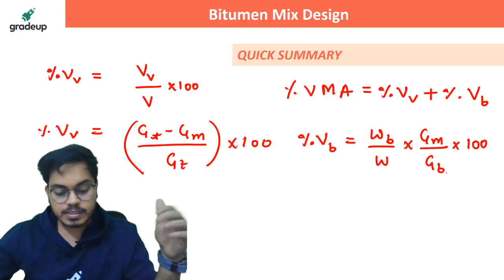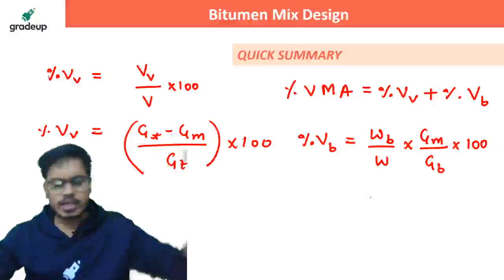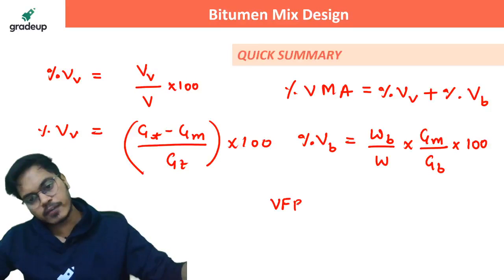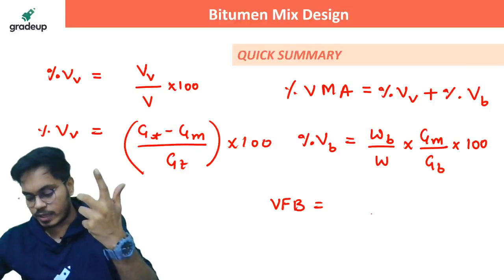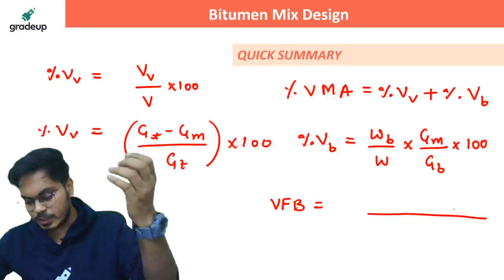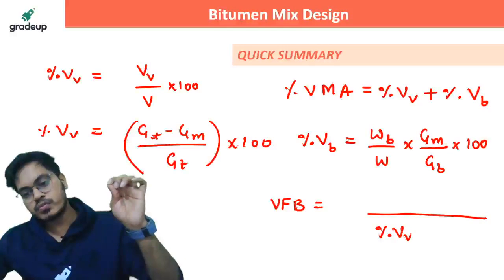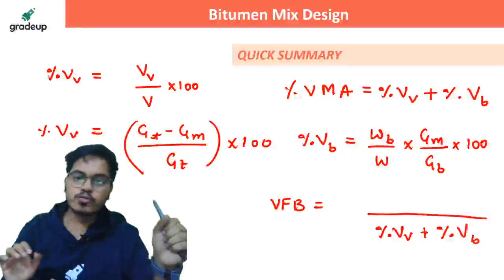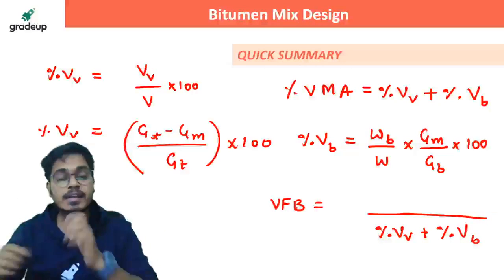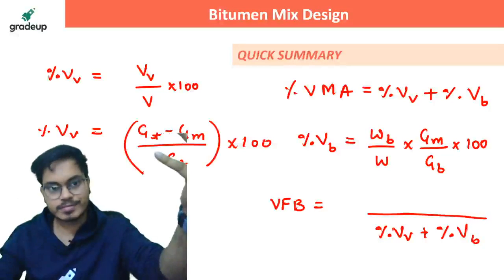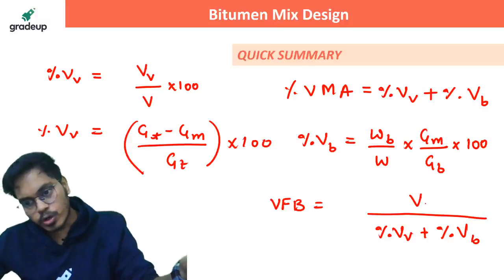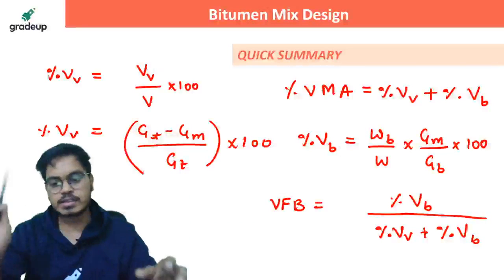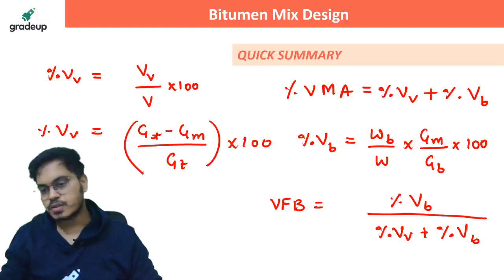That's it. Now percentage voids filled with bitumen. Out of the total voids, how many of them are filled with bitumen? That percentage, if you want to get, is VFB. So what was the total number of voids that we had? The total number of voids was VV plus VB, right? In one hotel, the total number of rooms were 50, and in how many rooms were people staying? I said 30, for example. So here I am saying that percent volume of bitumen divided by the total volume of the voids is going to give you the value of VFB, voids filled with bitumen.